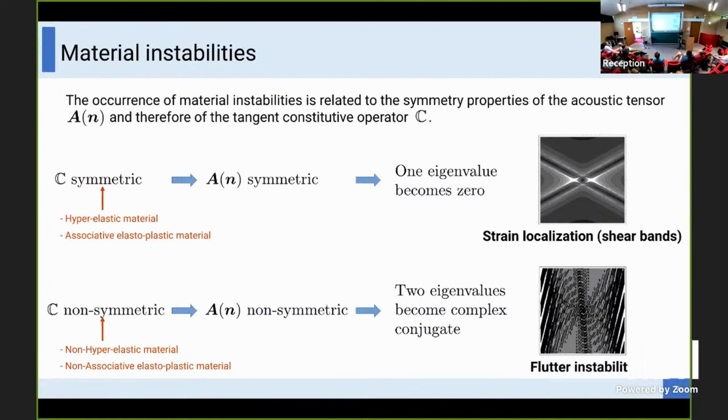Yes, the angle of the shear bands is related to the direction n. Actually, n is normal to the shear band.